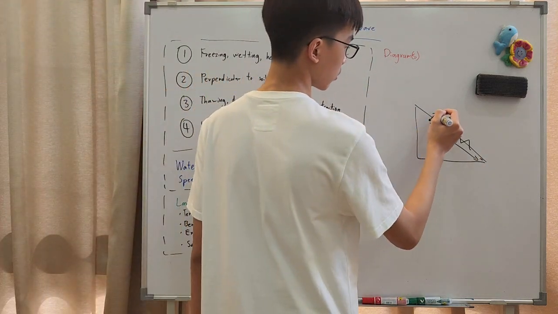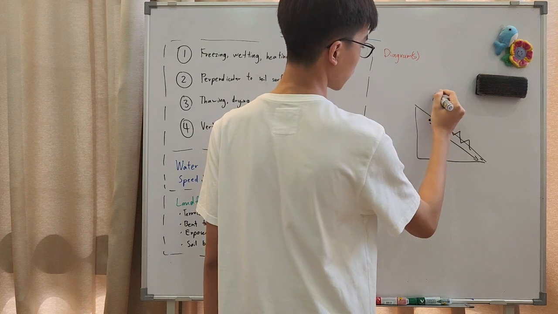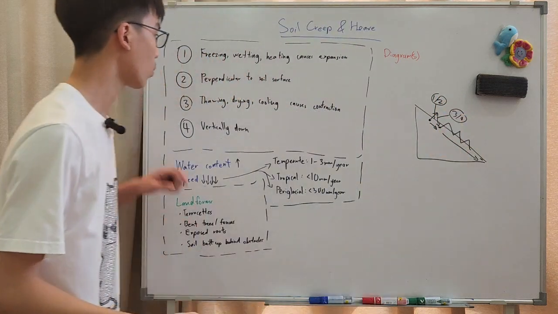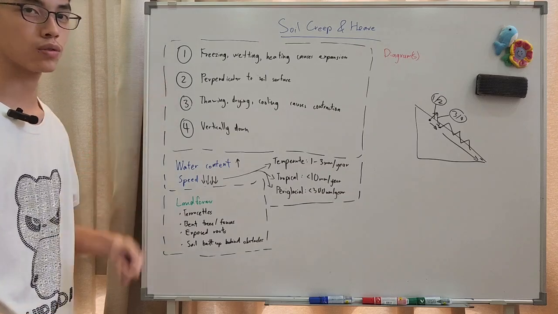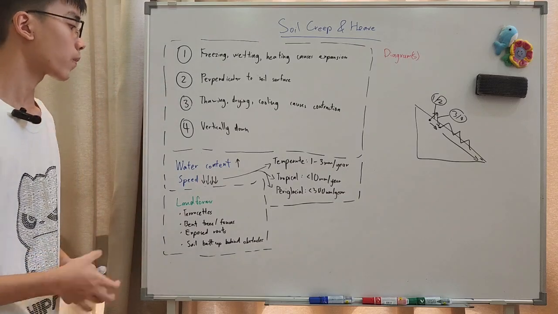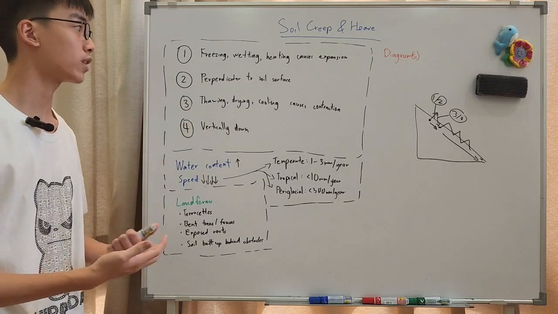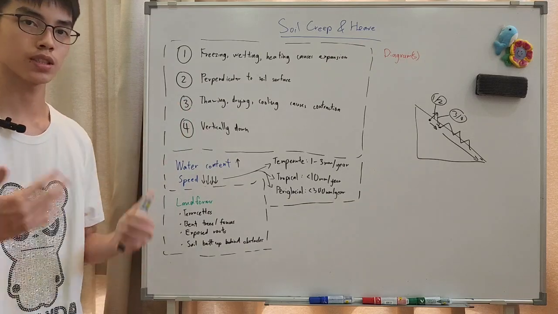1 and 2 are the same, so this arrow outwards is 1 and 2. Down is 3 and 4. You guys can combine 1 and 2 into 1, and 3 and 4 into 2 if you want. So water content depends on what type of expansion and contraction it's doing.